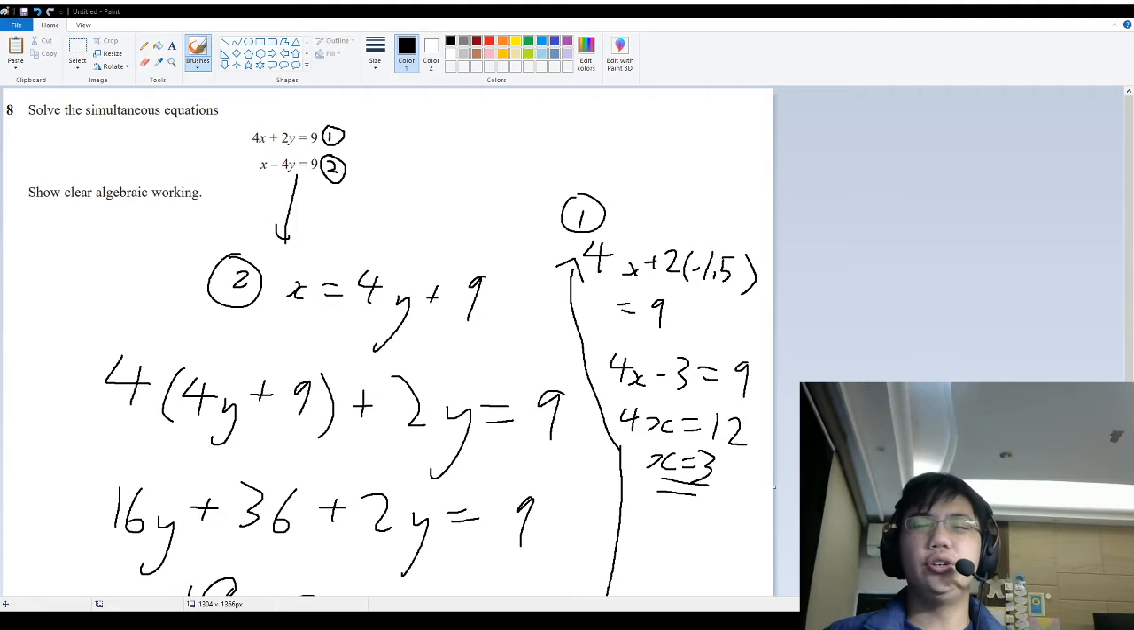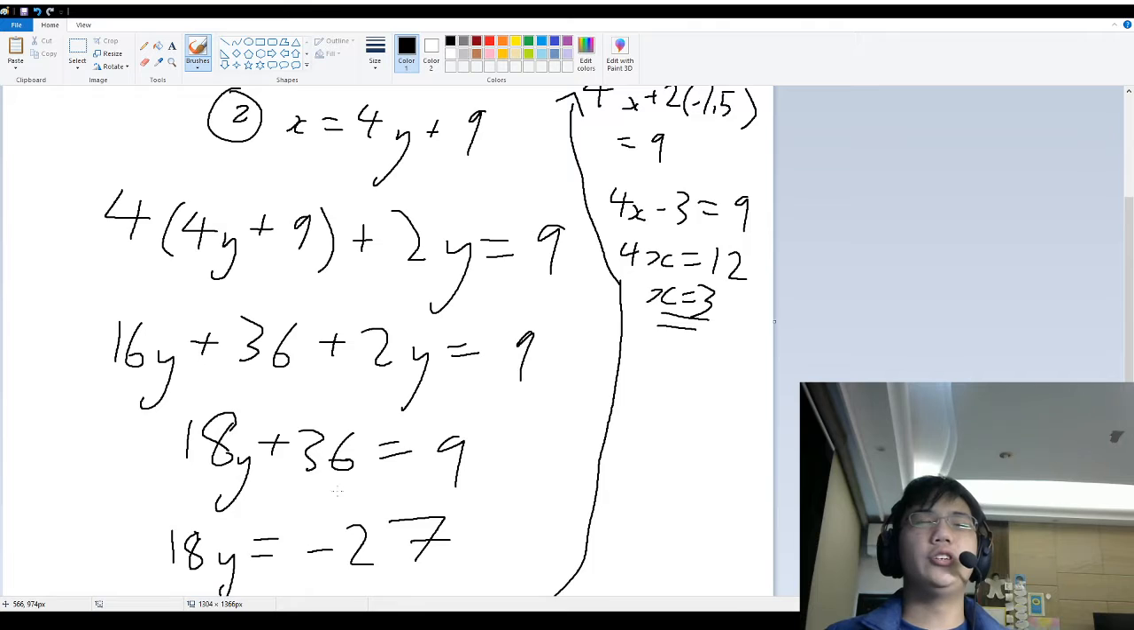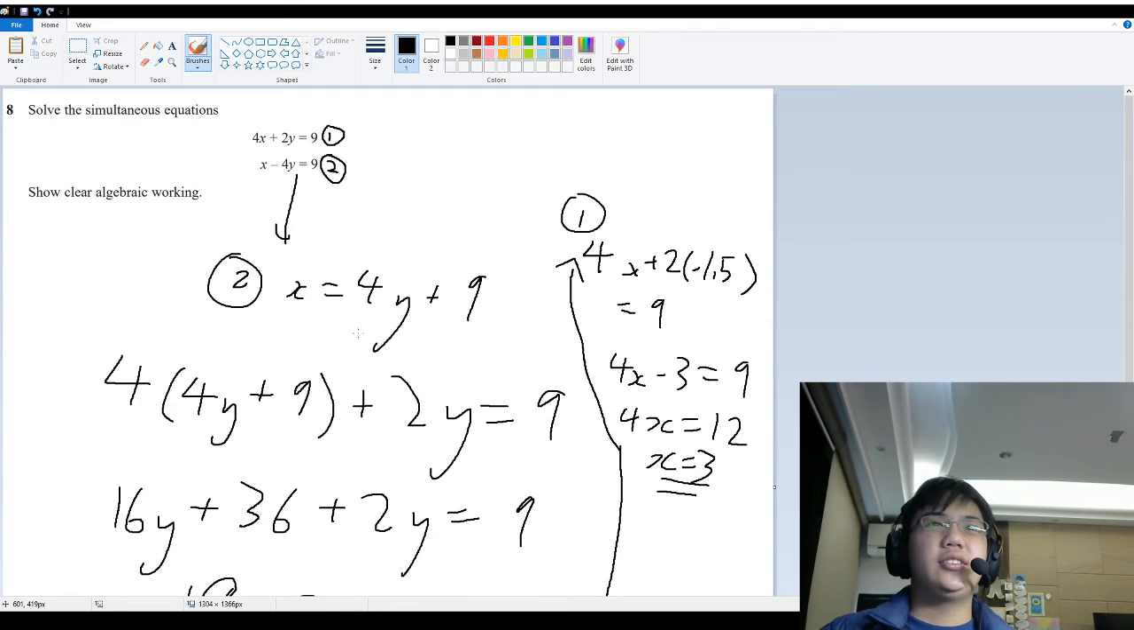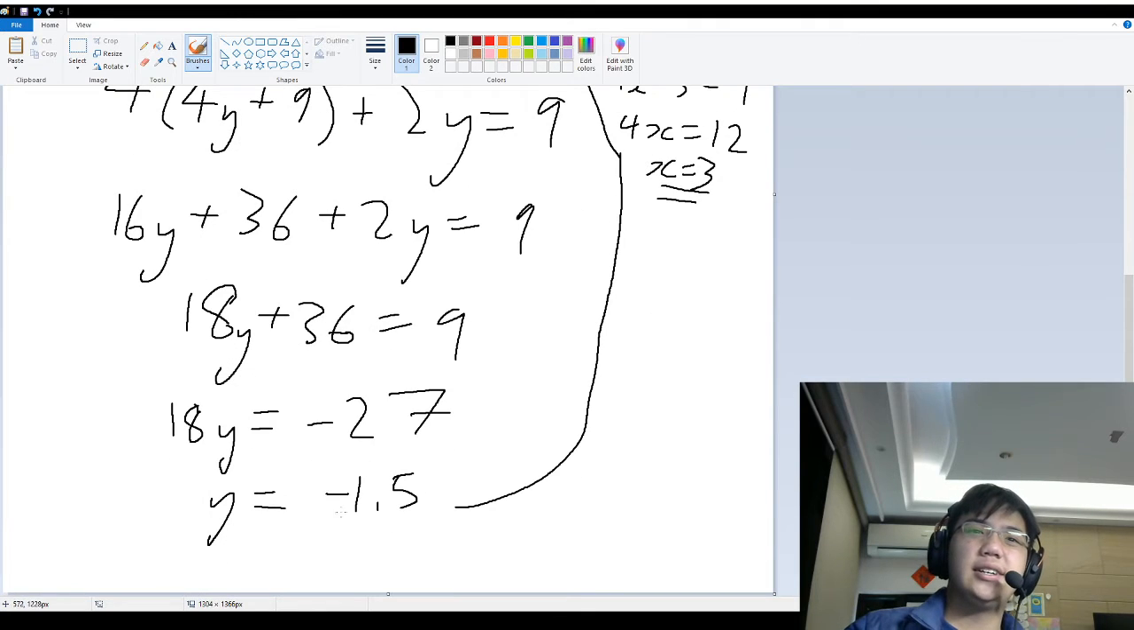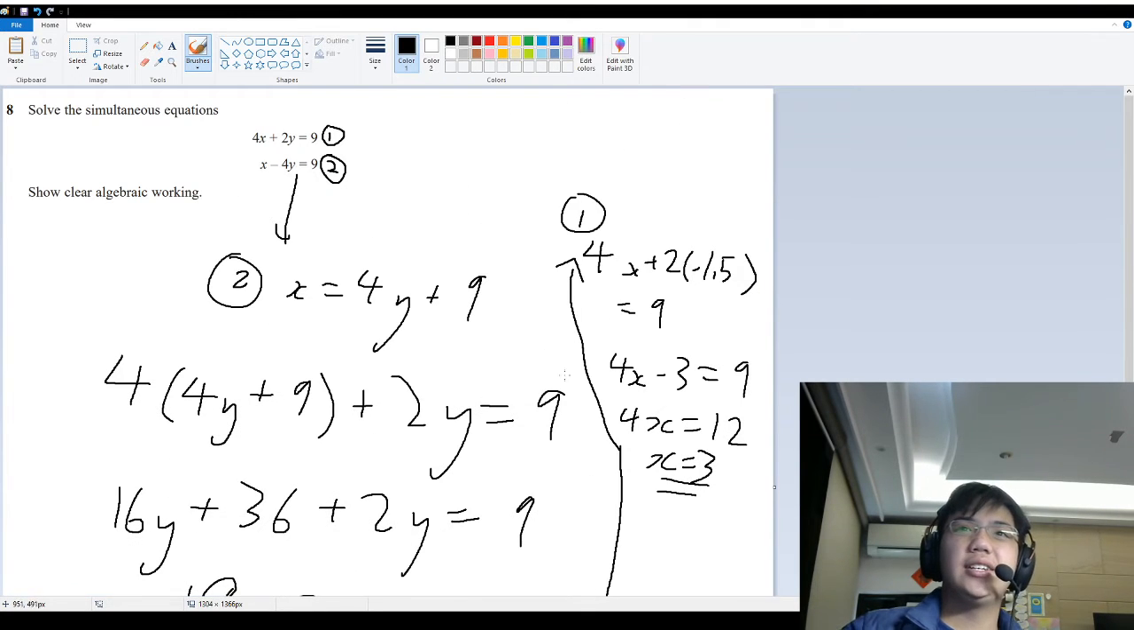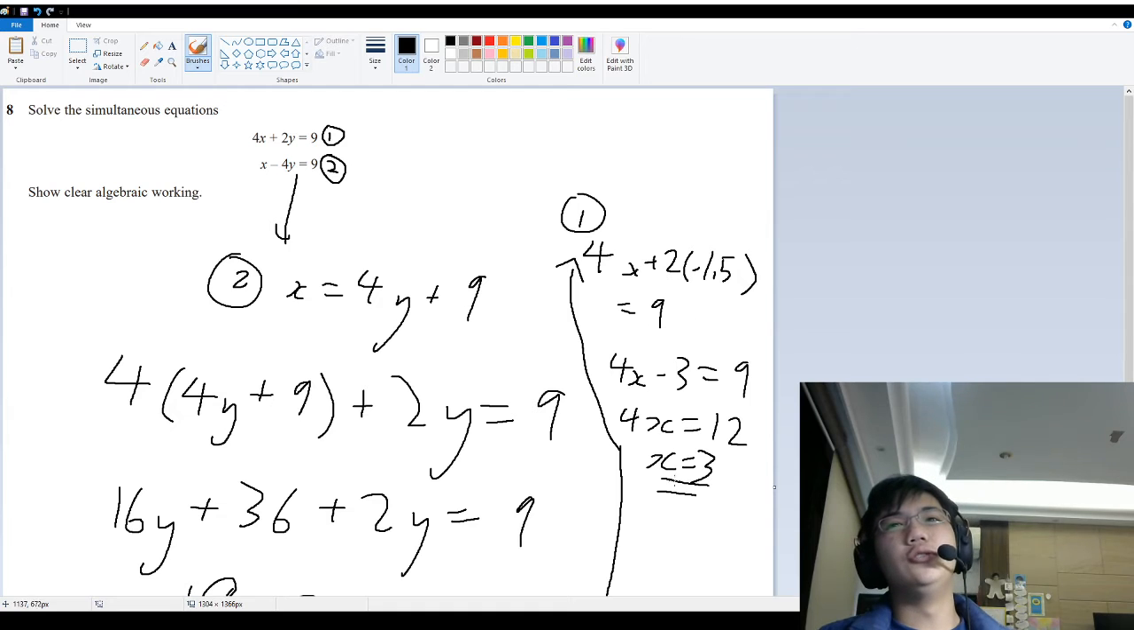All right, is this all good with you? So you just solved the simultaneous equation here. So x equals 3 and y equals negative 1.5, because we used the method of substitution to figure out the value of x in terms of y. To first solve for y, which is negative 1.5, then using the value of y to solve for x. Next question.